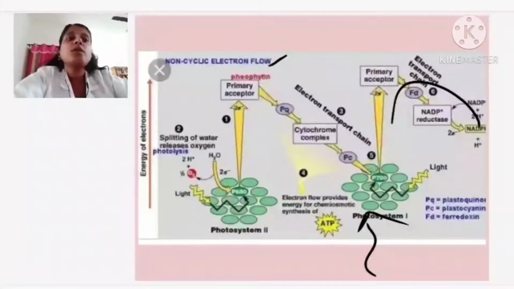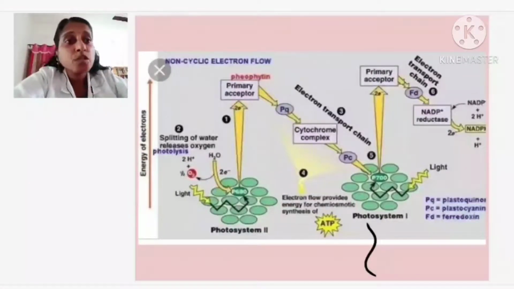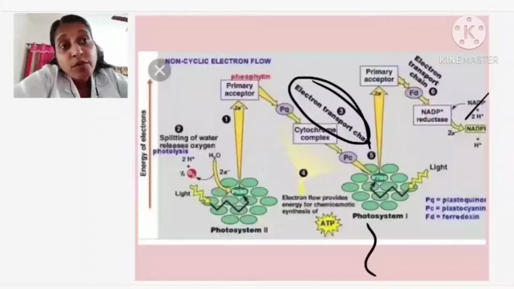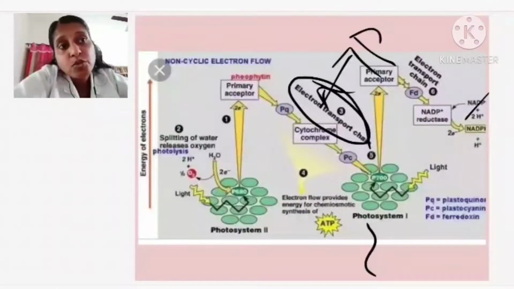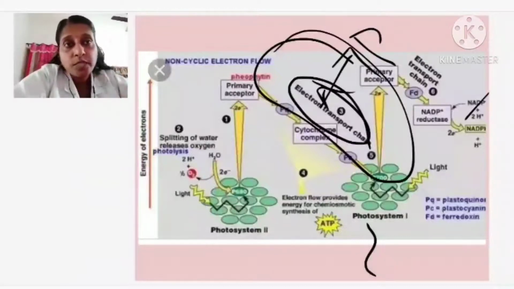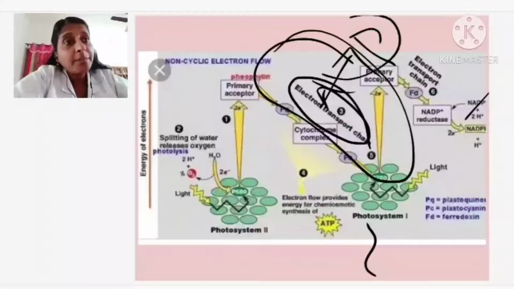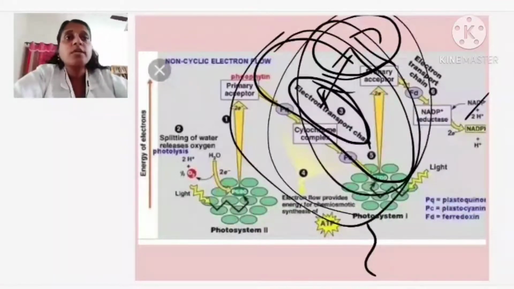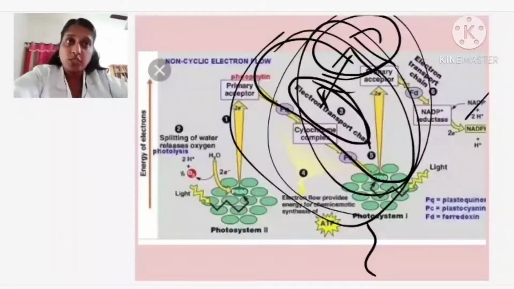Then this process we call as what? Cyclic. So when this cyclic process is taking place, do you think NADPH2 will be produced? No, NADPH2 will not be produced. Only what will be produced? ATP will be produced, because in this process we have learned, isn't it? ATP is produced from ADP. So ATP will be produced, and there is no production of NADPH2, and water will also not be split. So this reaction we call as what?